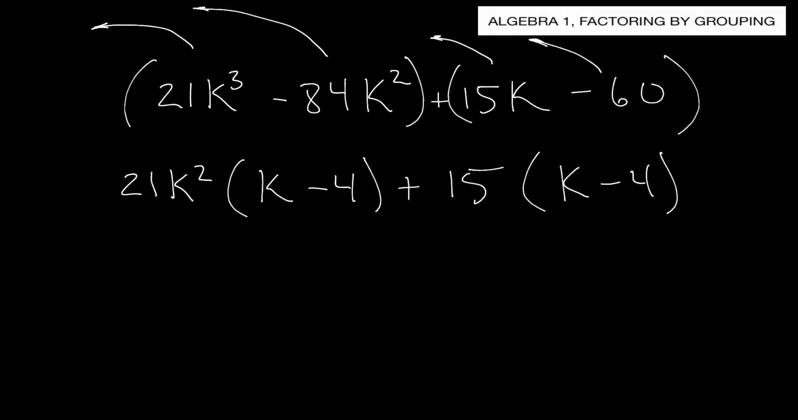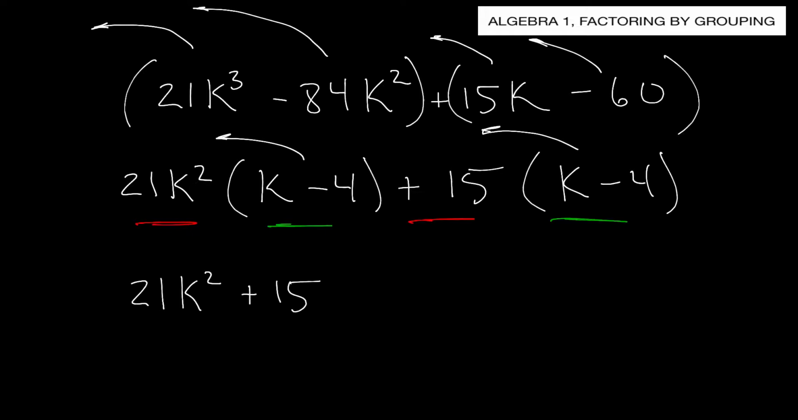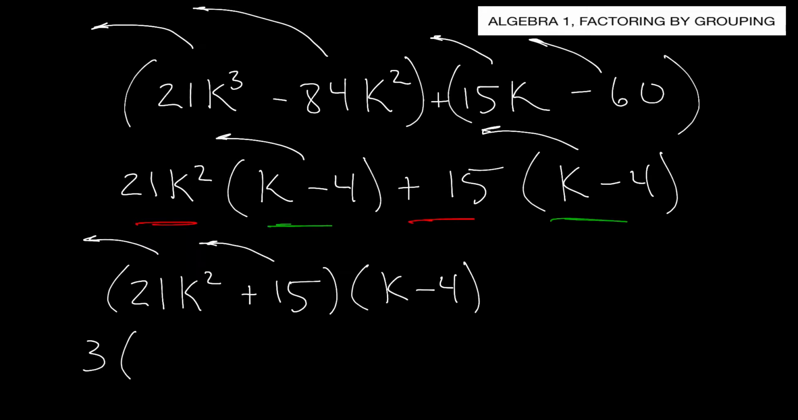Alright, next we're going to factor out this k minus 4 from both of these terms. We're factoring it out from what's left here, so we have 21k squared plus 15 times k minus 4. And to finish off, we're going to factor out one more time. What can we factor out of this group here? Looks like a 3. 21k squared divided by 3 leaves us 7k squared plus 5, and then k minus 4. Alright, so here's our answer.